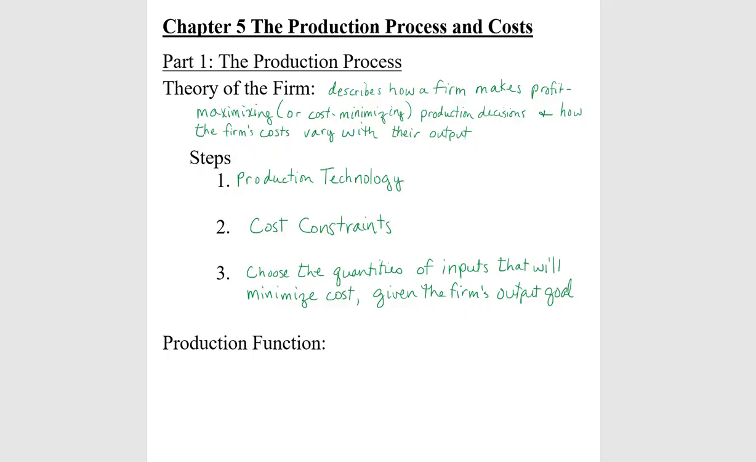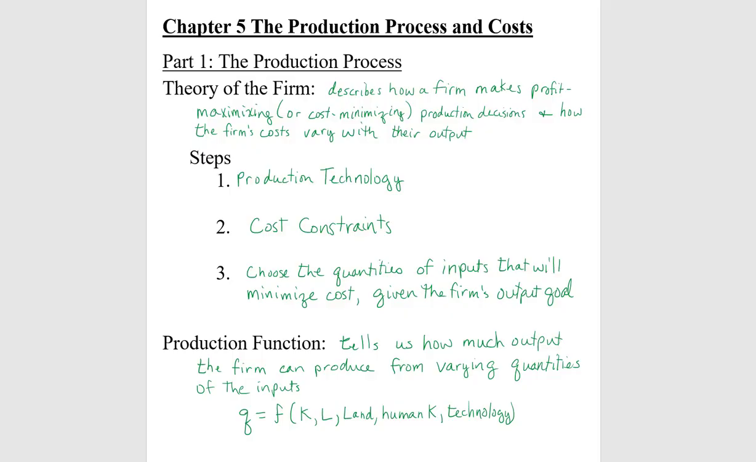When we talk about the production technology, we generally talk about something called the production function. The production function tells us how much output the firm can produce from different amounts of the inputs. We write the production function as Q is a function of, and then here I've got capital and labor. Those are the key things we're actually going to focus on, capital and labor.